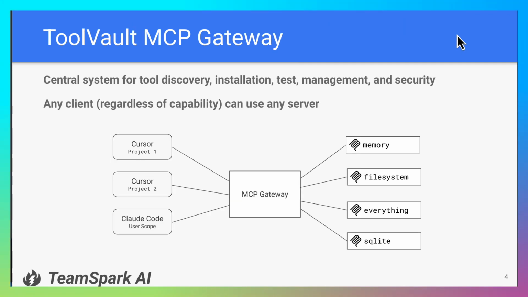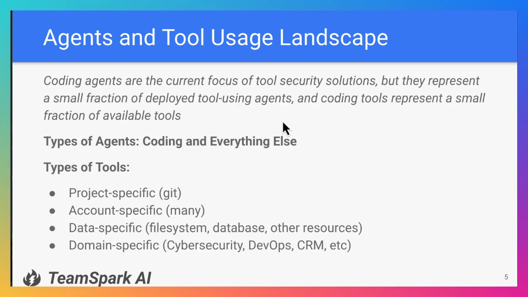So our solution to that is an MCP gateway. It's a central system for tool discovery, installation, test management, and security, sort of an all-in-one place to manage all your tools and to see all your tool usage. And it allows any client, regardless of capability, to use any server regardless of what it requires. So if you have an older client, or even maybe a new client that just isn't current and all it supports are standard IO MCP servers, and you want to run some cool new server that requires authentication or containerization or whatever, this is a way to let you do that.